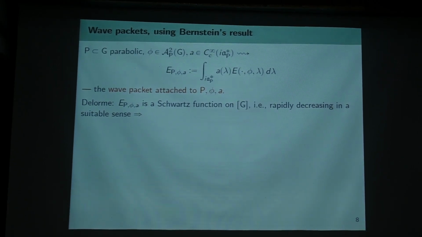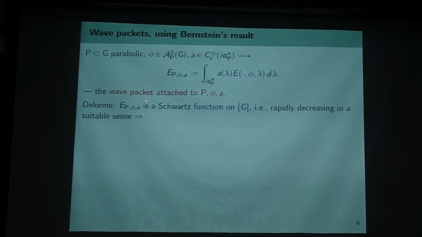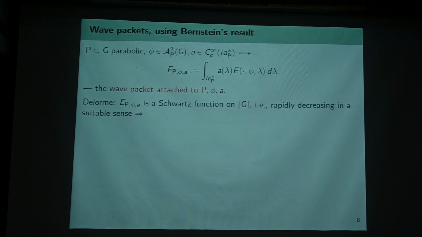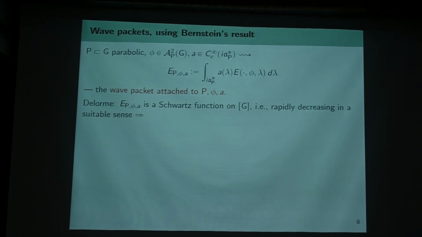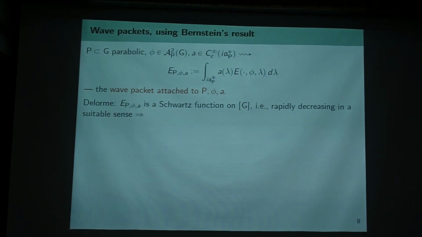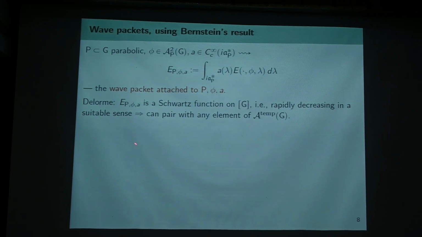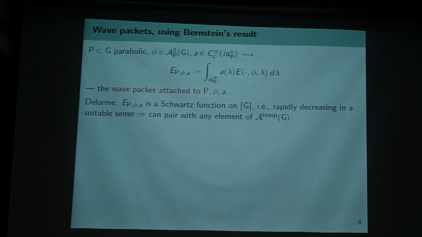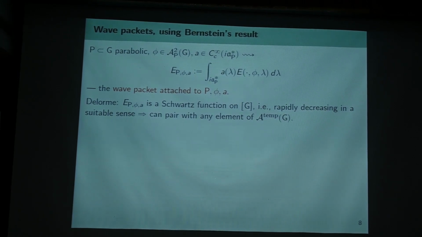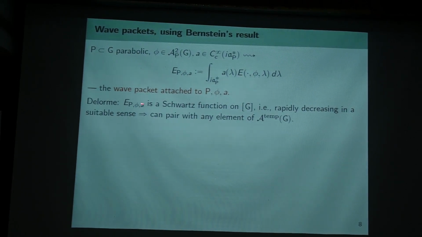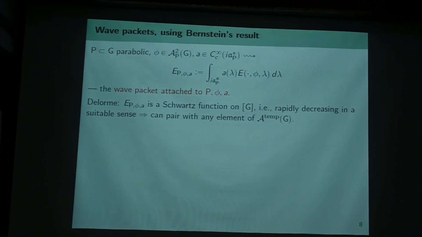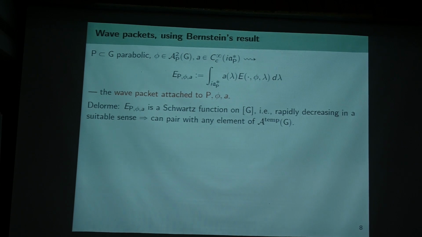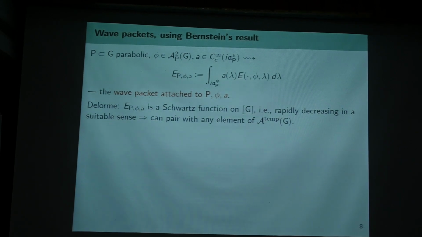So one property that Delorme proves is that this is always rapidly decreasing on G in an appropriate sense. So what is the advantage of having a rapidly decreasing function? You can always pair it with an element of a temperate space of G, because temperate means the growth is really slow. You can always pair it with something which is rapidly decreasing. So this is a step towards reducing a question about L2 to a question about automorphic forms.